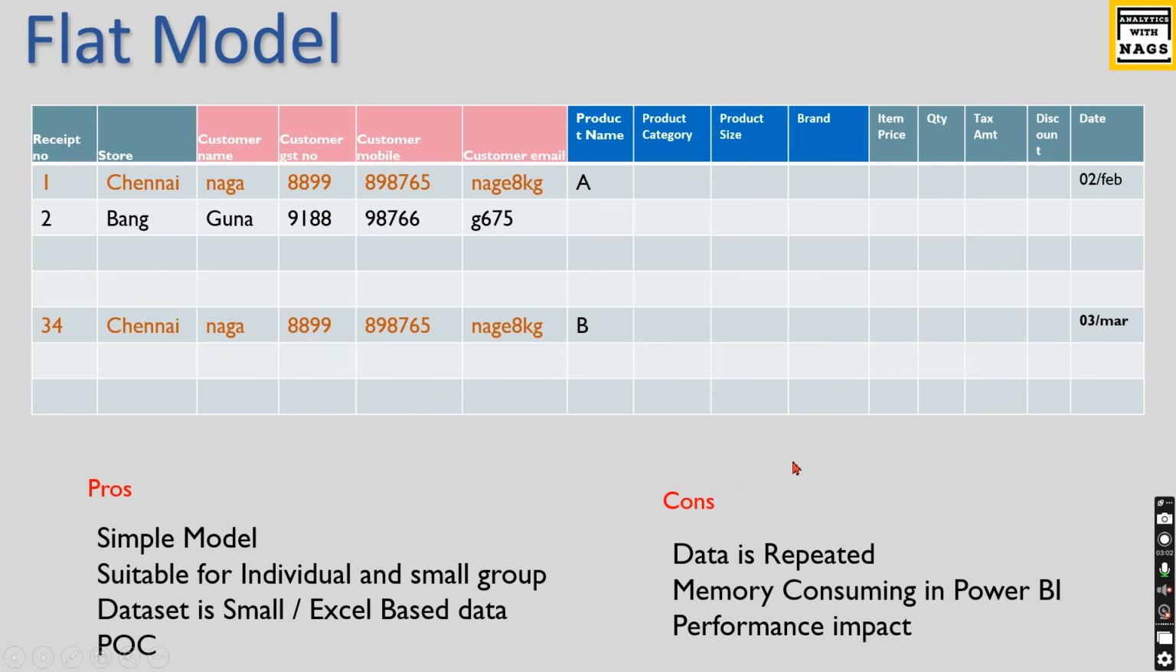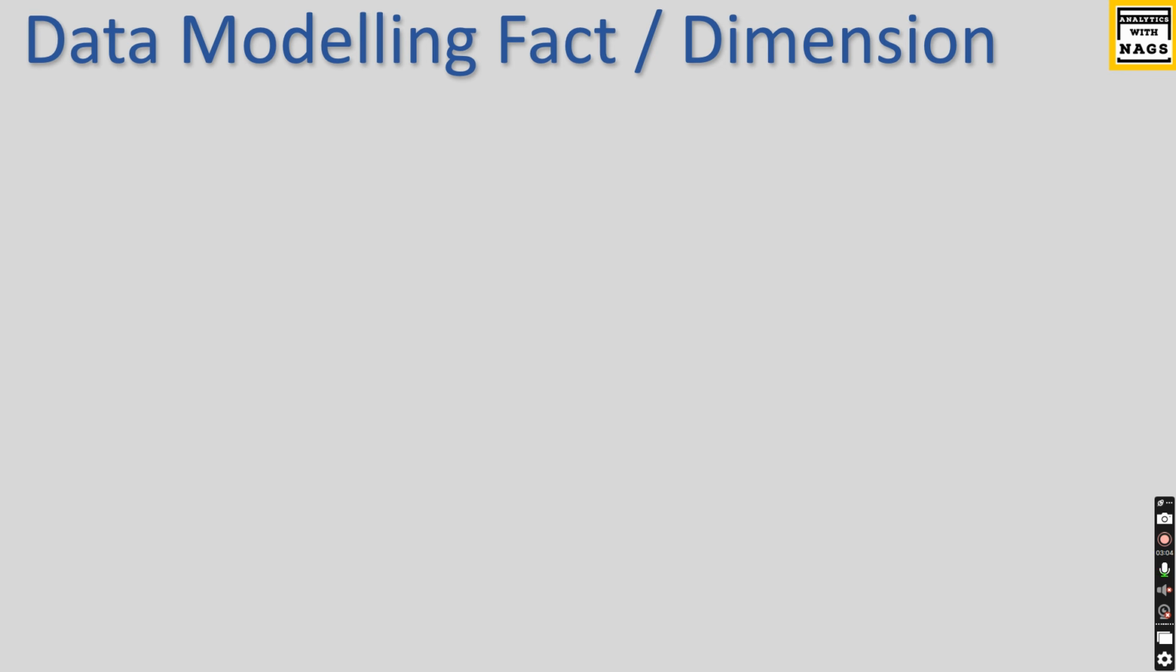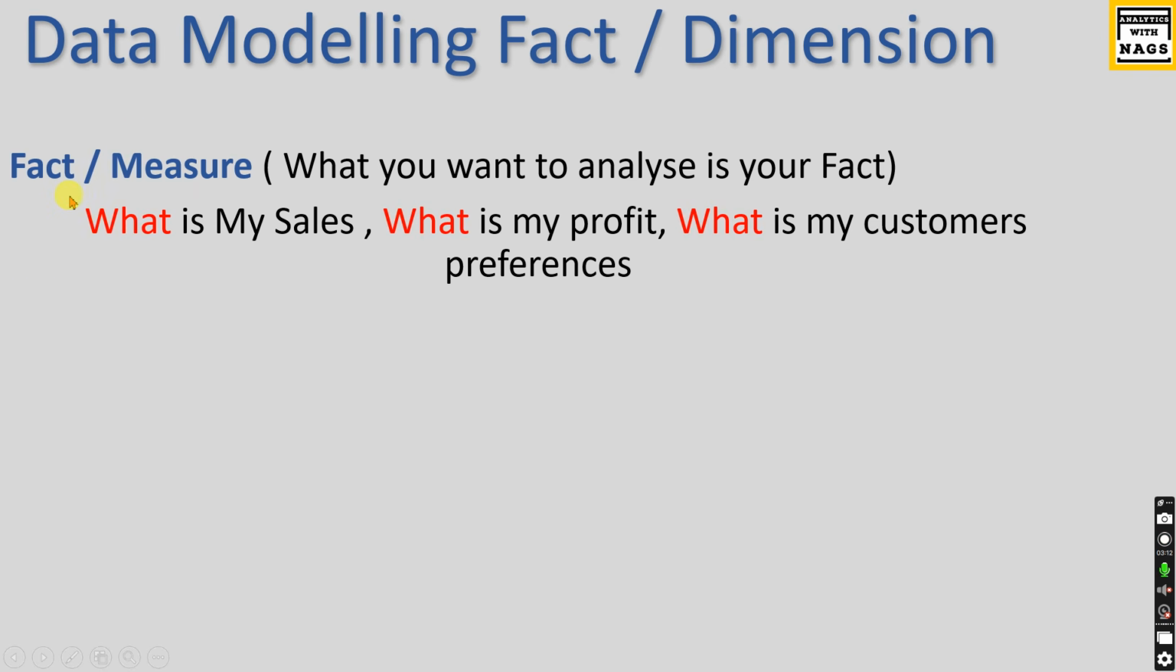Let's try to understand the star schema. Before going to star schema, I want to introduce two important terminologies. One is fact or a measure. Fact is nothing but what you want to analyze. Like I want to analyze my sales. What is my sales? What is my profit? What are my customer preferences, right? So what you want to analyze is your fact, which is named as measures.